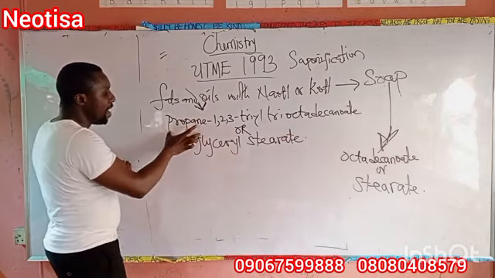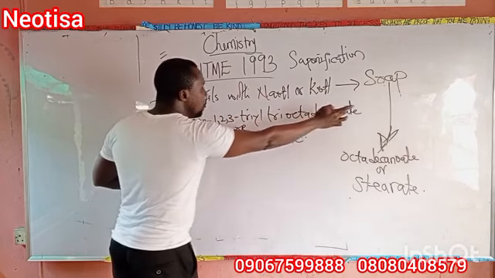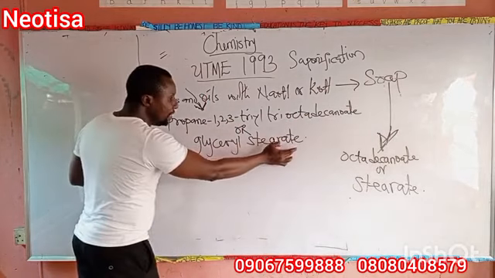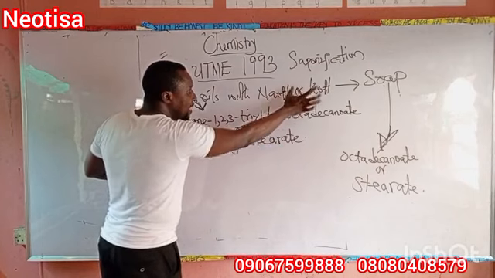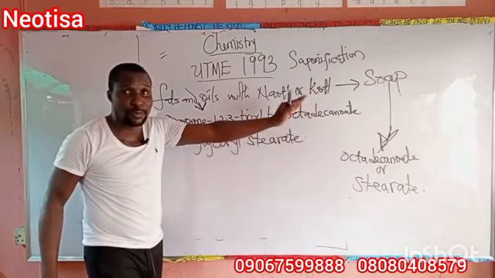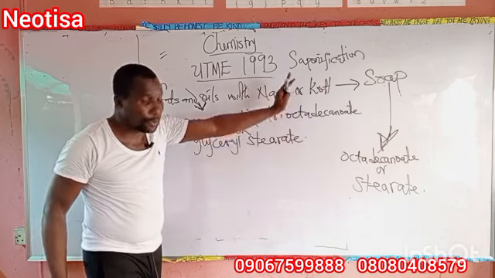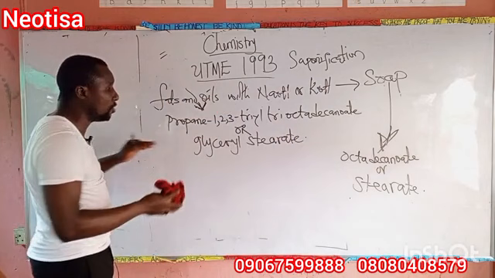That means when you have propane 1, 2, 3 trioctadecanoate, which is known as glyceryl stearate, reacting with what? Sodium hydroxide, the kind of soap that we produce is known as what? Octadecanoate. That is saponification reaction. And let me give you the chemical reaction of this.